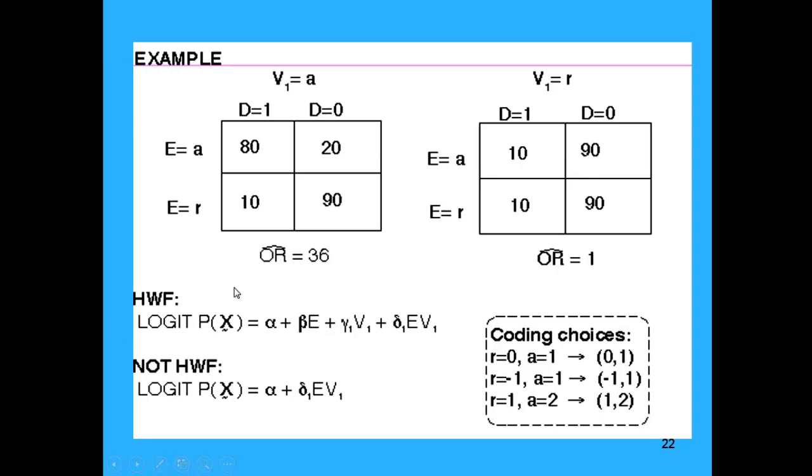Now, if you look at this data, V1 is another variable. Might depend upon the coding. If E is 1, 0, and V is 1, 0, that's one way to code the E and the V1 variable. But now, regardless of how you code it, when you look at these two tables, is there interaction? Sure enough, right? There's interaction because this is giving you an odds ratio of 36 for this category, and this is an odds ratio of 1. Right?